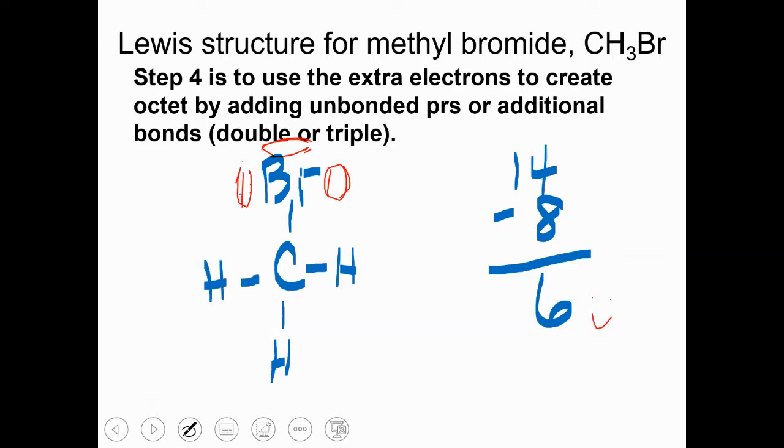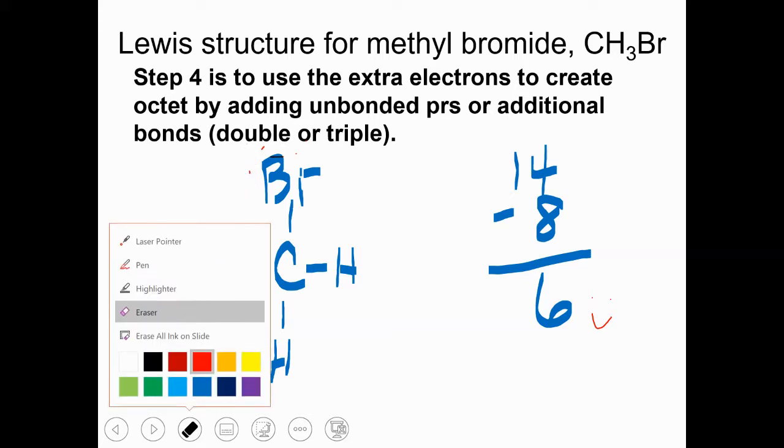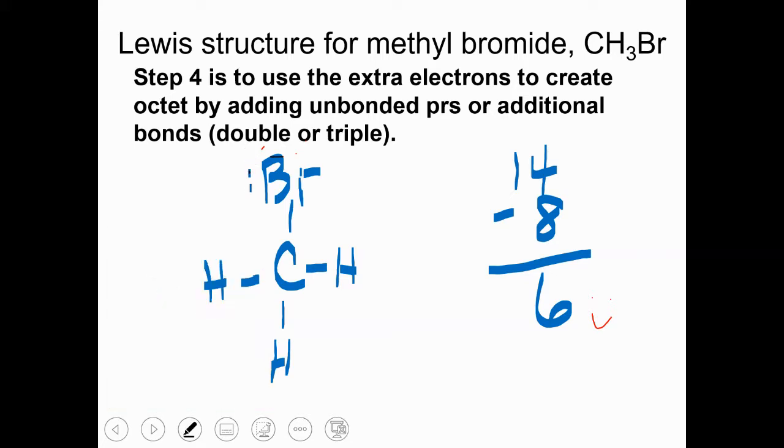So we know exactly where those electrons need to go, okay? And we can go back and put those into our picture. And this is what the Lewis structure for methyl bromide would look like.